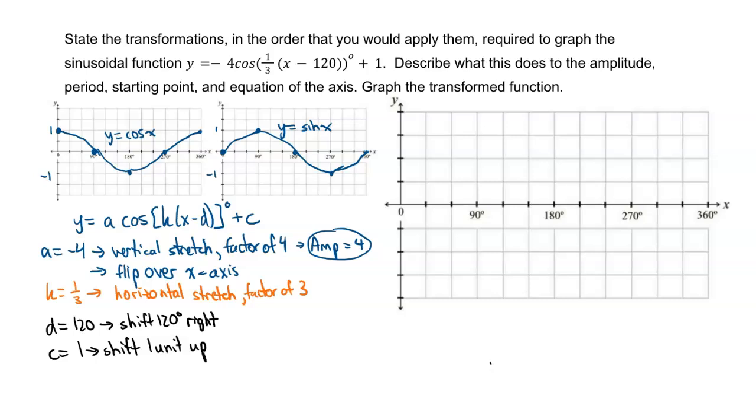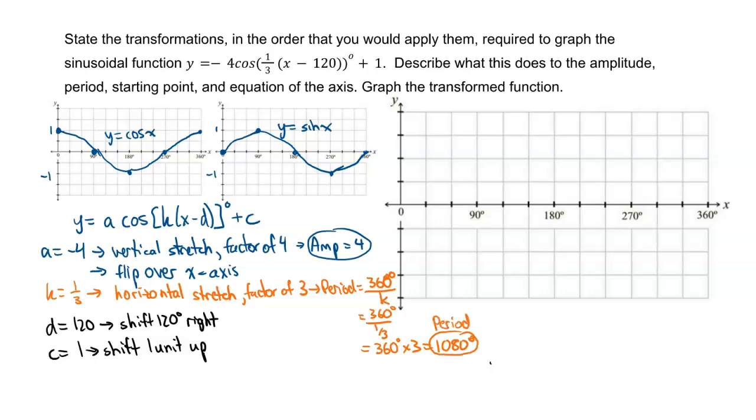The period, I already alluded to, is the normal period of 360 multiplied by 3. Well, why is it multiplied by 3? Well, the period and the k value are reciprocals of one another. So effectively, you're taking the 360 degrees and dividing it by 1/3. That's the same thing as multiplying it by 3. And so that gives you a period of 1080 degrees. So there's your period and your amplitude.